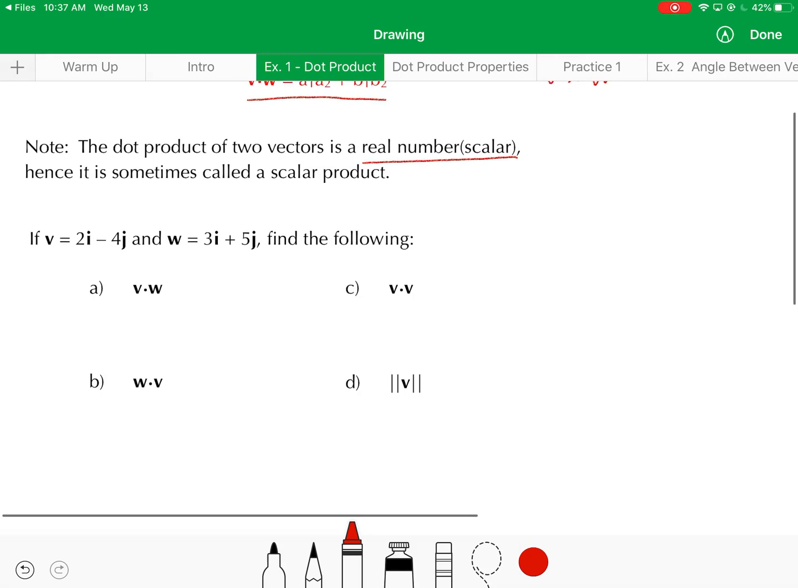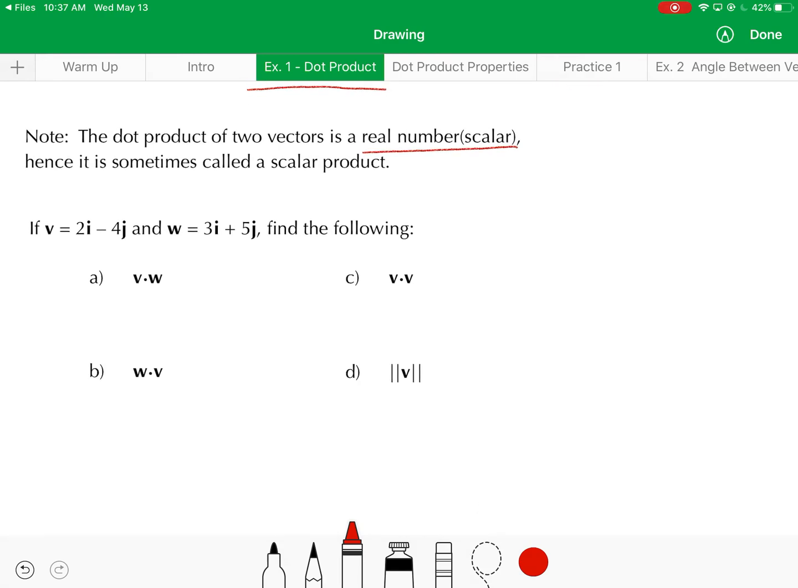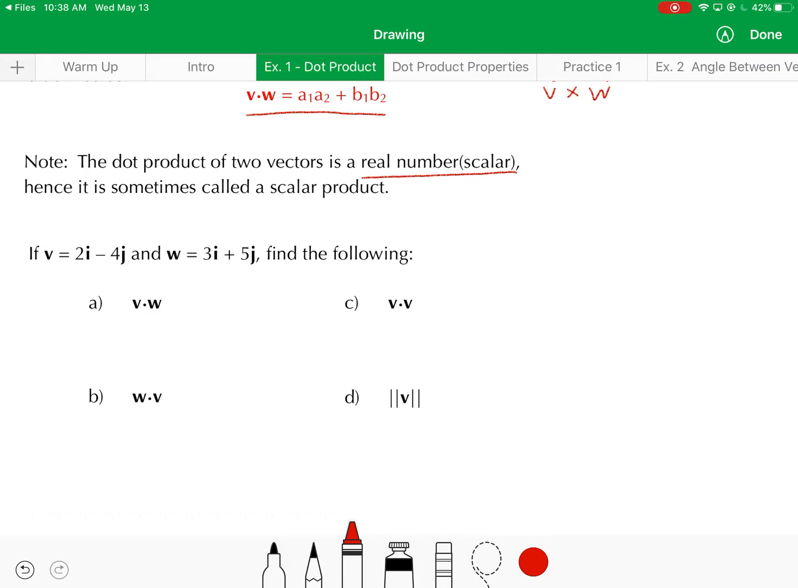So I've got two specific vectors down below here. Let's begin by finding the dot product between vector v and vector w using that formula at the top of your screen, okay? I simply need to take the horizontal component of v multiplied by the horizontal component of w and add that with the vertical component of v times the vertical component of w. So that's going to give me 6 plus negative 20, which results in a dot product of negative 14.